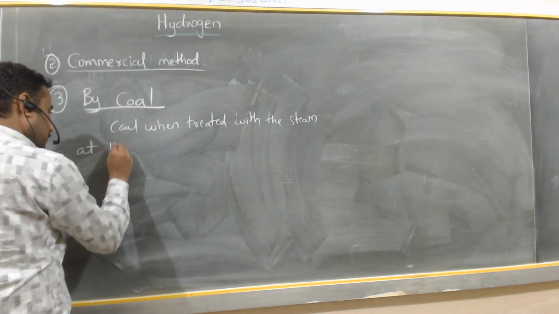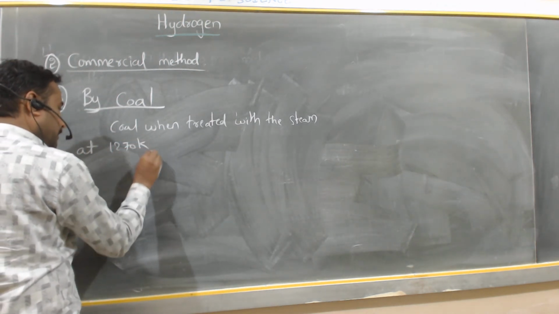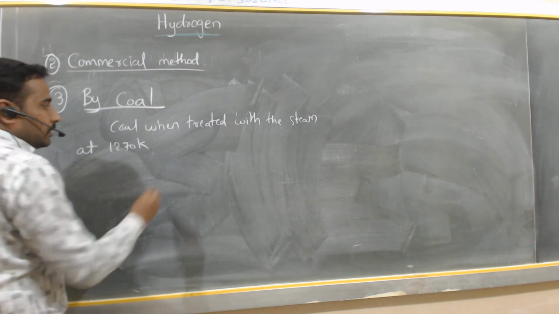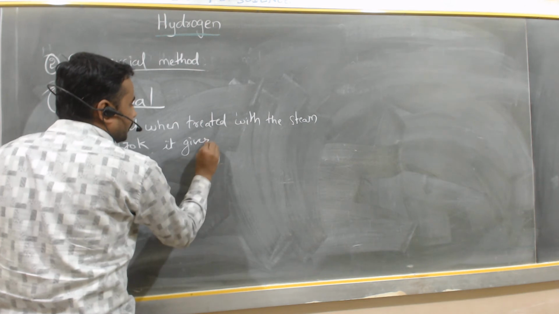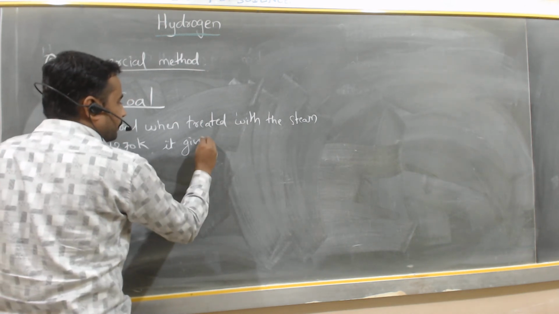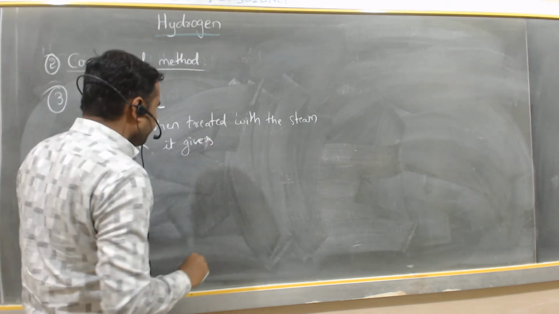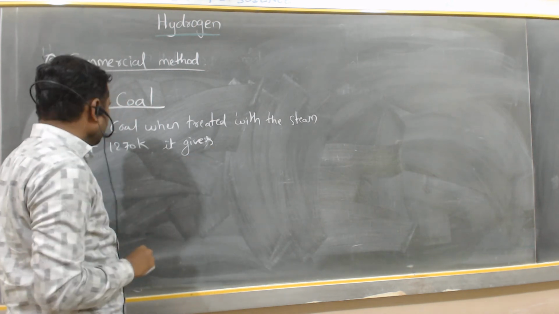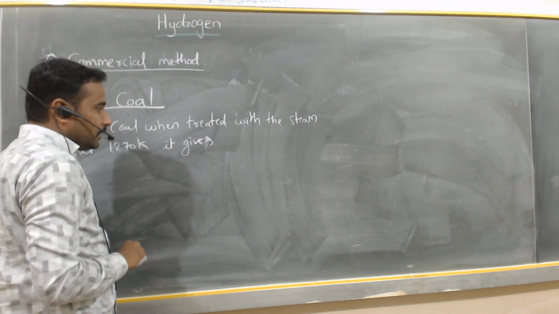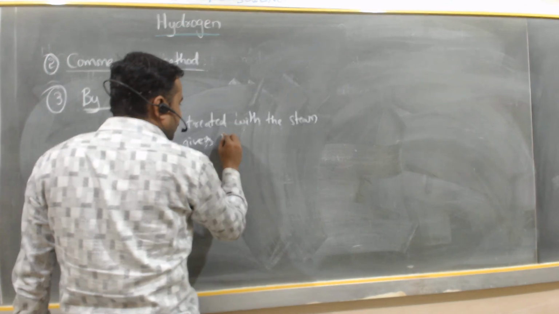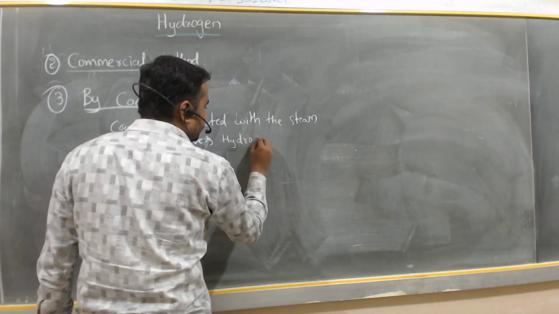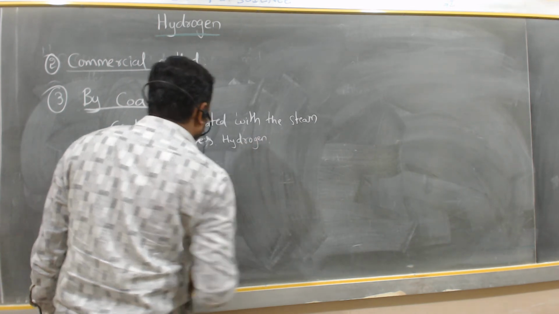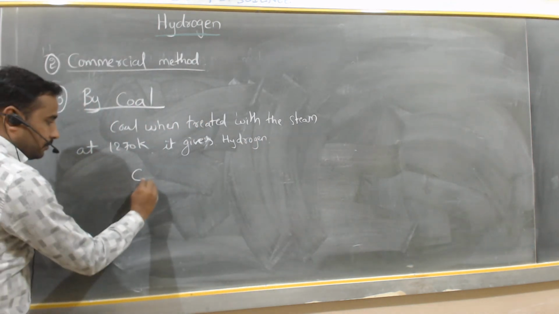at 1270 Kelvin, it gives what? When it is treated with the steam at 1270 Kelvin, it gives hydrogen. It gives what? Hydrogen. So I will write the reaction. Coal means you have to take carbon.